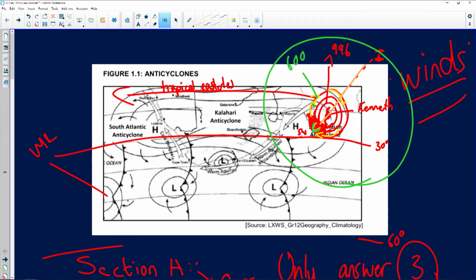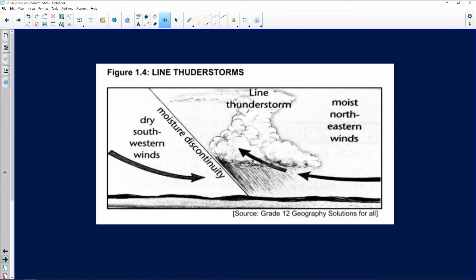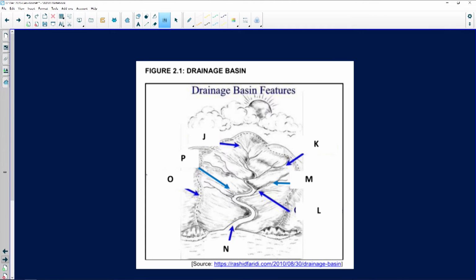Okay, so this is what it looks like on a synoptic chart. So the worst weather is being experienced over here. Pay attention to the symbol. Okay, now let's go back and see what they ask, just the case study. We look at the case study.